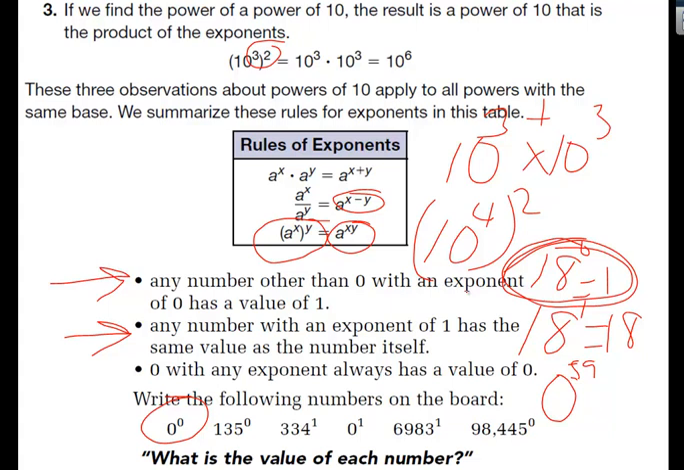Hopefully you're able to do that. So we had the first one, 0 to the 0 is equal to 0. 135 to the 0 is equal to 1. 334 to the first power is equal to 334. 0 to the 1 power is equal to 0. And 6,983 to the 1 power is 6,983. And 98,445 to the 0 exponent is equal to 1. I know it's a lot to remember, but those are important rules, and you'll get a lot of practice in these.